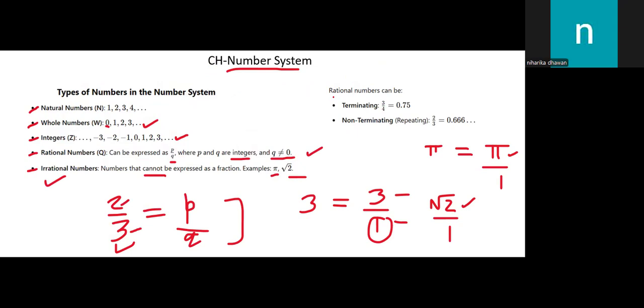Now come back to this rational number. So rational numbers can be terminating and non-terminating. We can split rational numbers further as terminating and non-terminating. Now, what do you mean by these two terms?